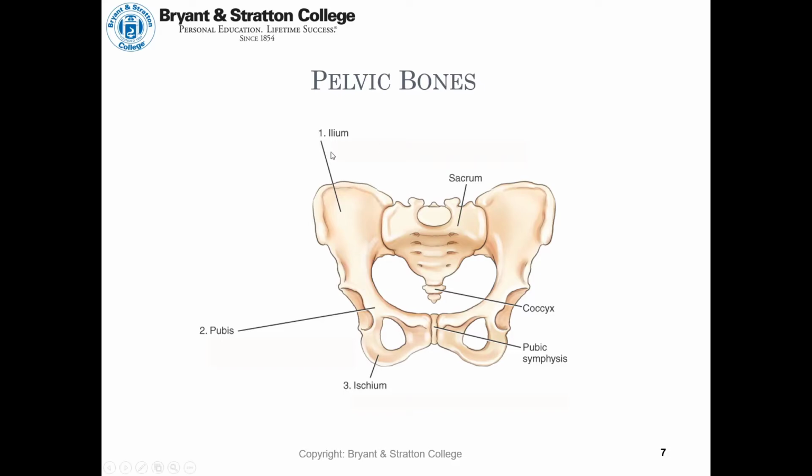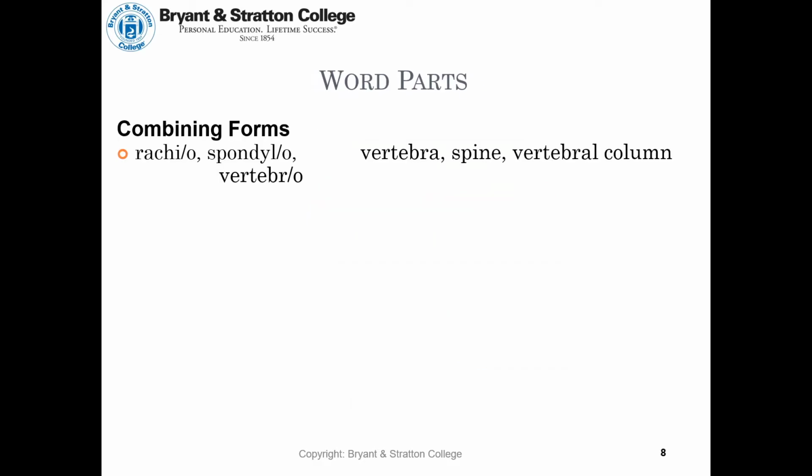Okay. Another important idea to distinguish is the pubic symphysis, which is the location where the two pubic bones come together. And a symphysis is actually a type of joint. It's a symphysis joint.